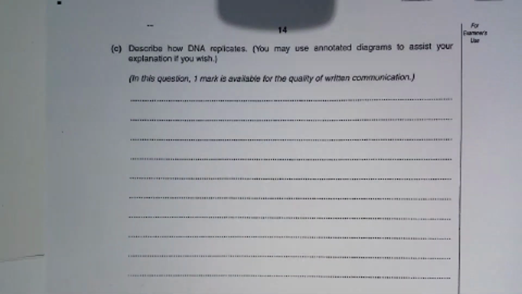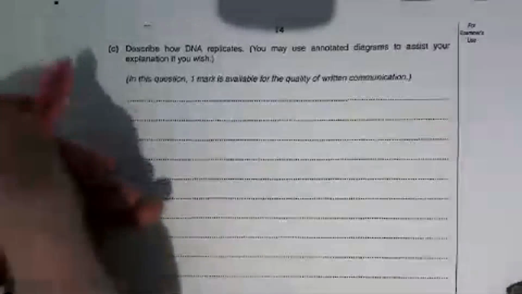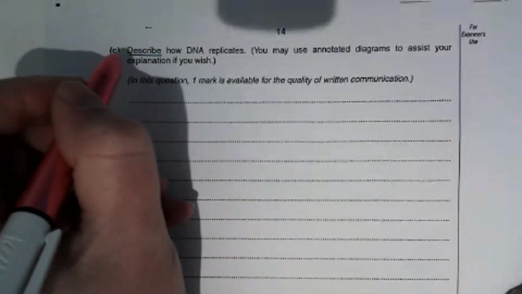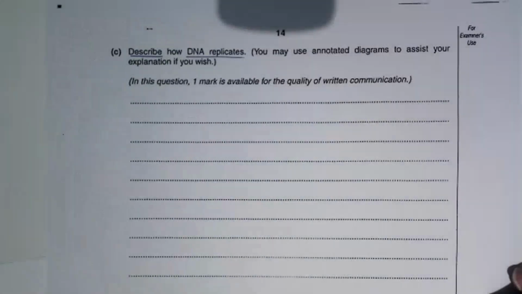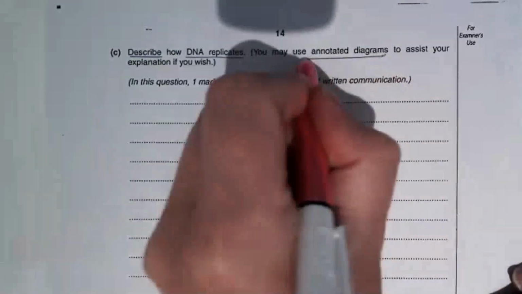This is a question about DNA replication, and the question says describe, so a series of steps of how it happens, how DNA replicates. You may use annotated diagrams.